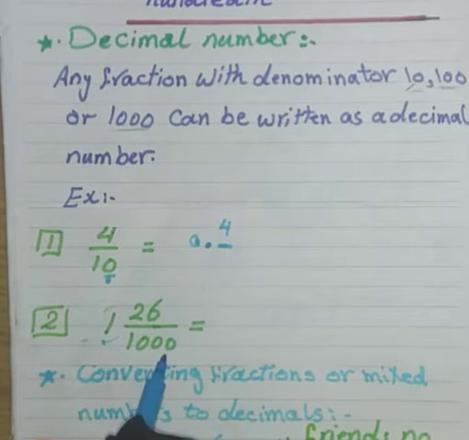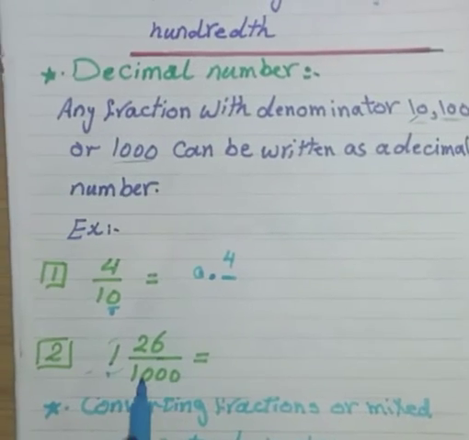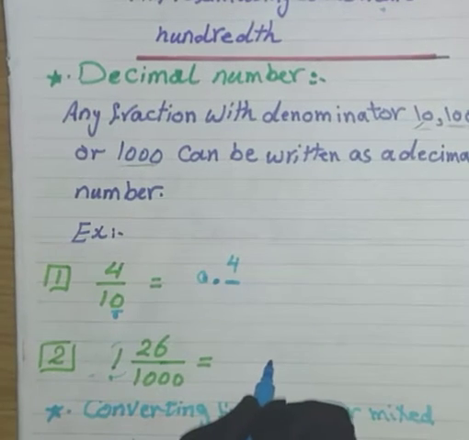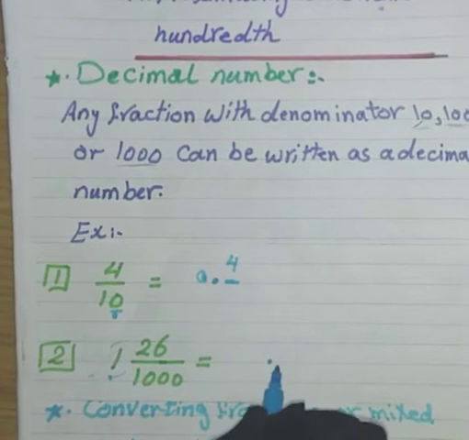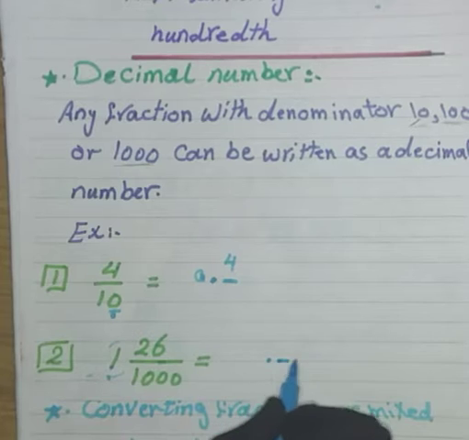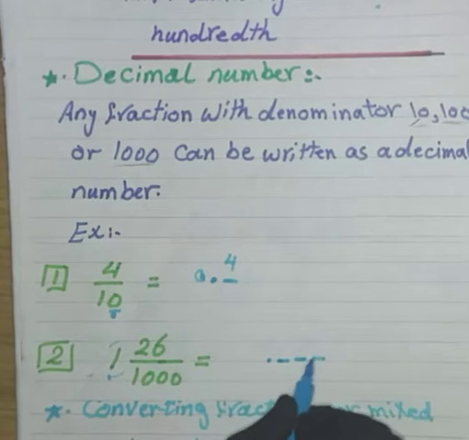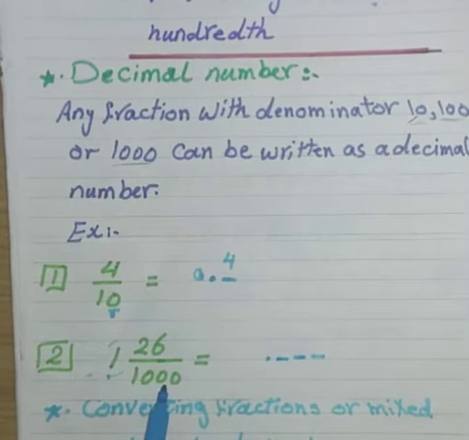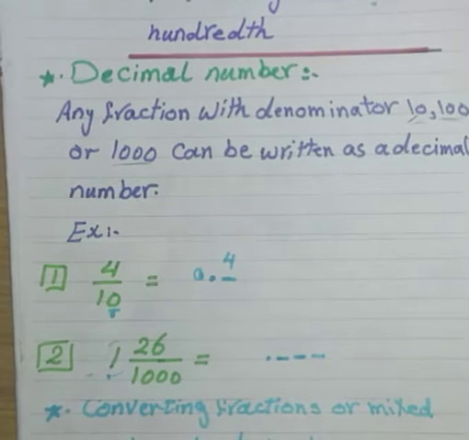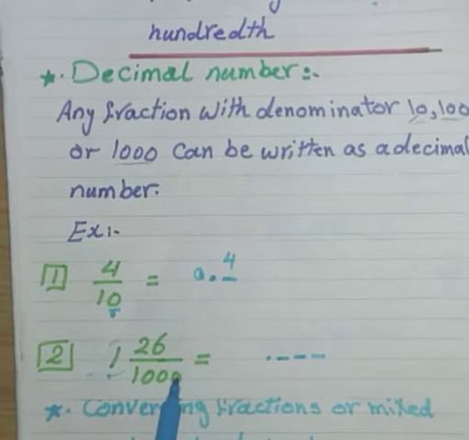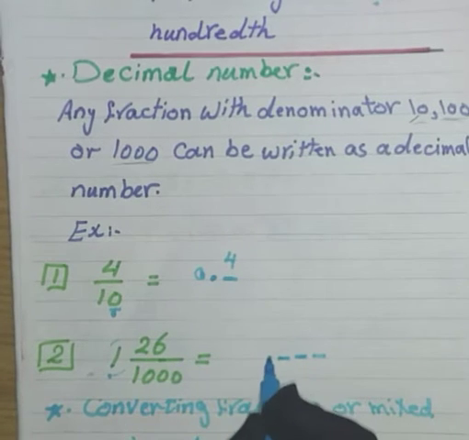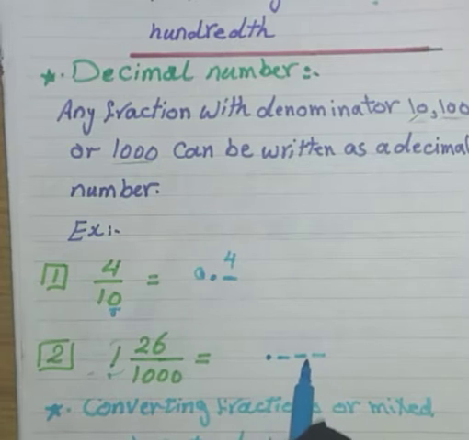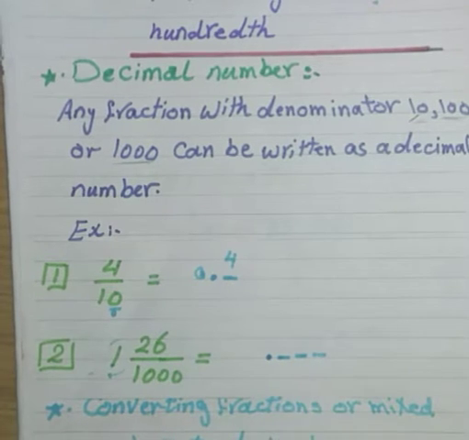Your denominator down has 3 zeros, okay? So you will put the decimal point, and after the decimal point you will put 3 places. Why did we put 3 places? We agreed that the places here are according to the number of the zeros. My denominator is 1000, so it has 3 zeros, so I put the decimal point and after the decimal point you will put 3 places.